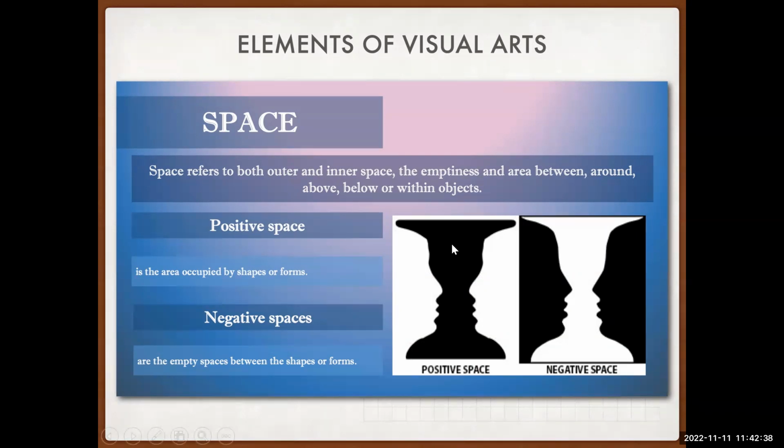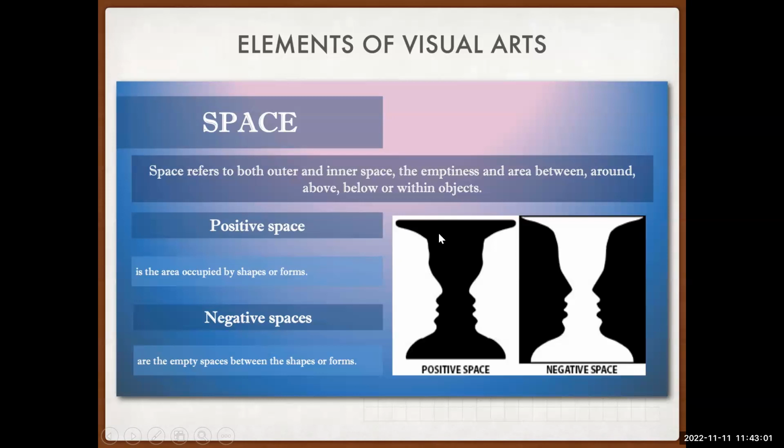Positive space, the area occupied by shapes and forms. Negative space, if you're going to look at it differently, it is the empty spaces between the shapes that are formed. Sir, pareha lang man og makita ang duha, sir. But if you're going to look at it, kani man ang shape, right? The area occupied by the shapes or the form.